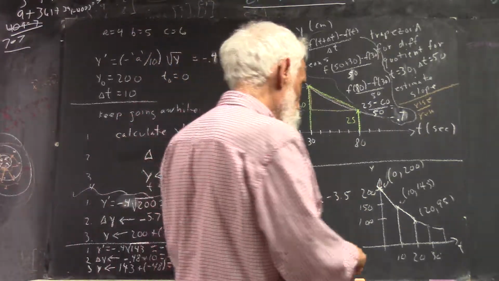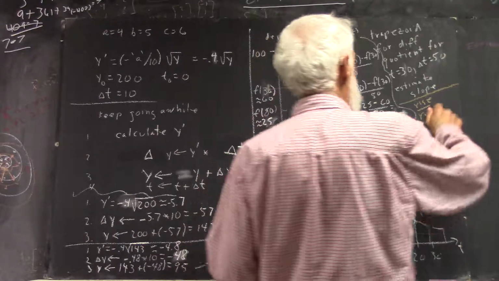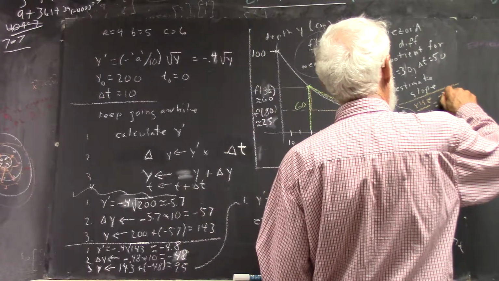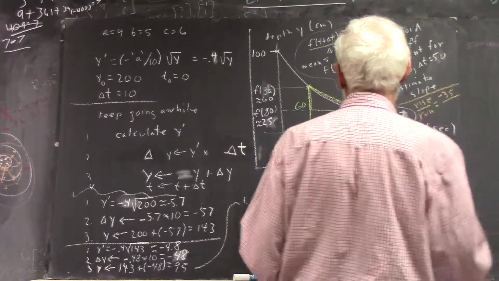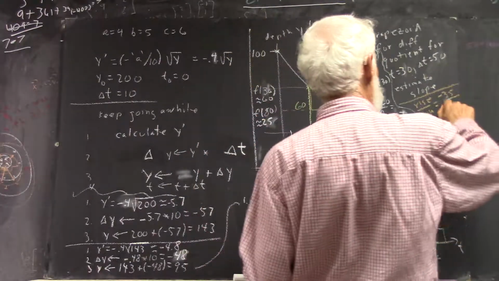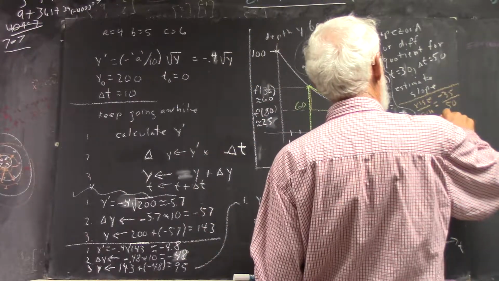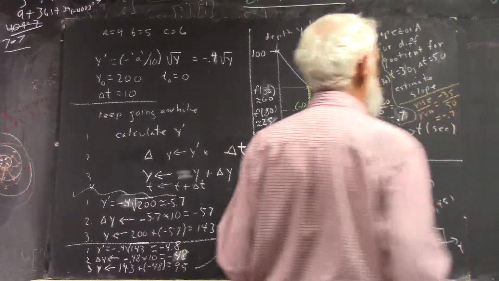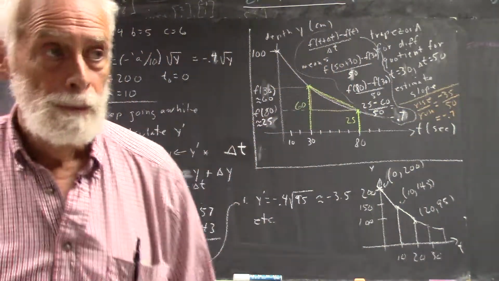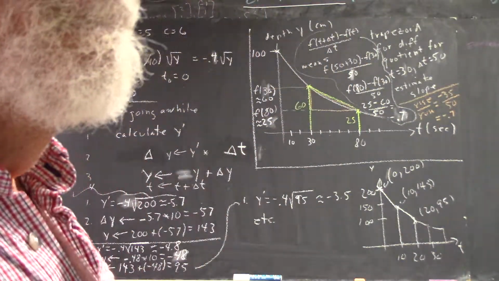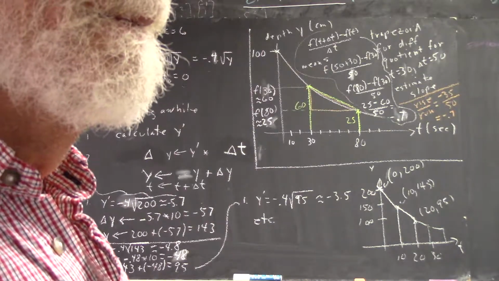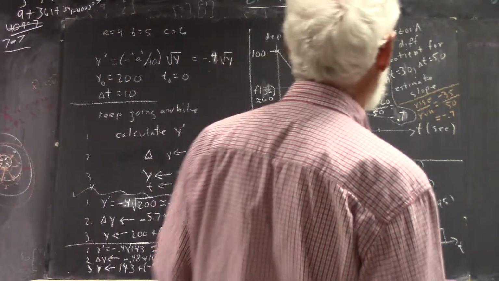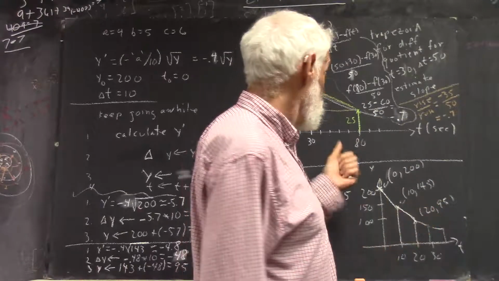Rise over run. The rise is negative 35 divided by the run, which is 50, which is negative 0.7. So you were trying to find the slope. Well, the difference quotient for this interval is the slope of this trapezoid.